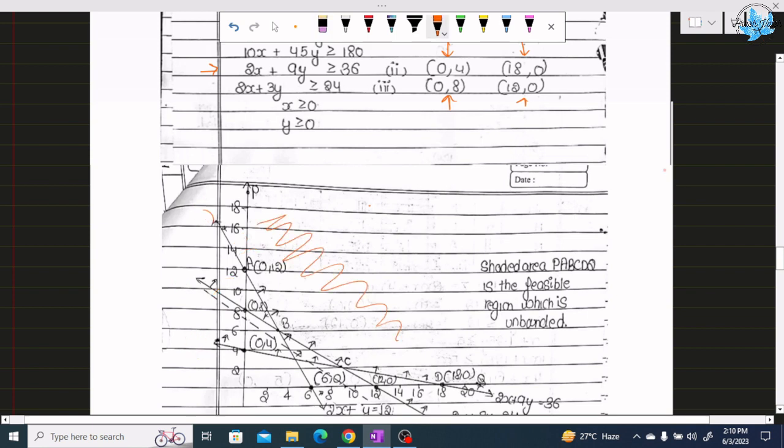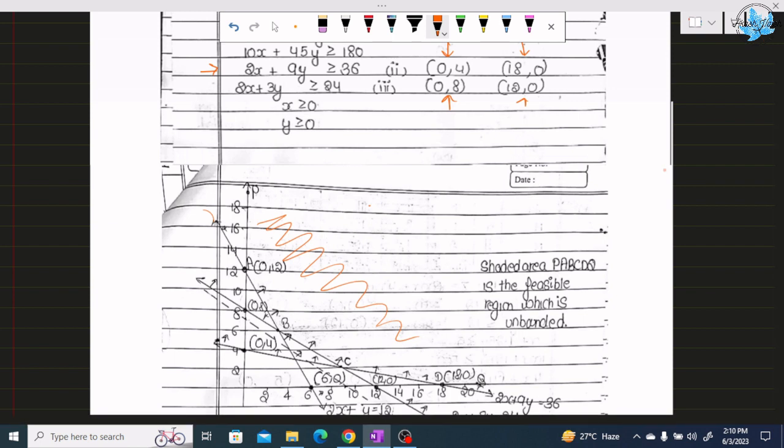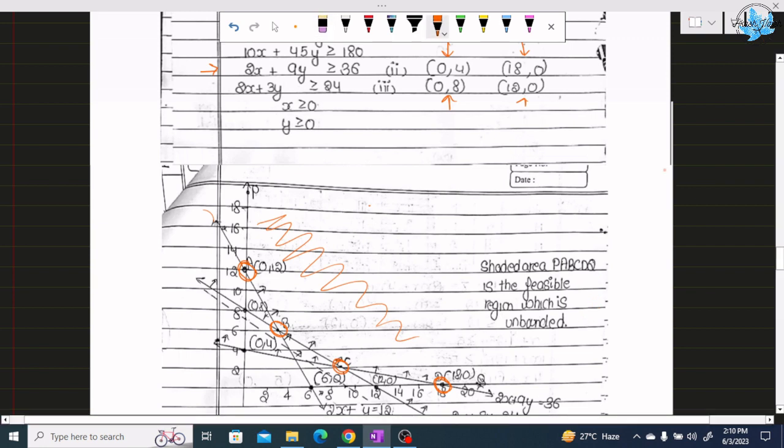Yes, you will get the shaded area to be like this. Now consider the end point, that is the A point on the y-axis. Now B point, that is the intersection point. Then I am also getting another point, that is C, and then D point on the y-axis. So shaded area ABCD is which type of region? It is a feasible region, which is unbounded. Unbounded means it is not bounded, but the solution is existing over here.